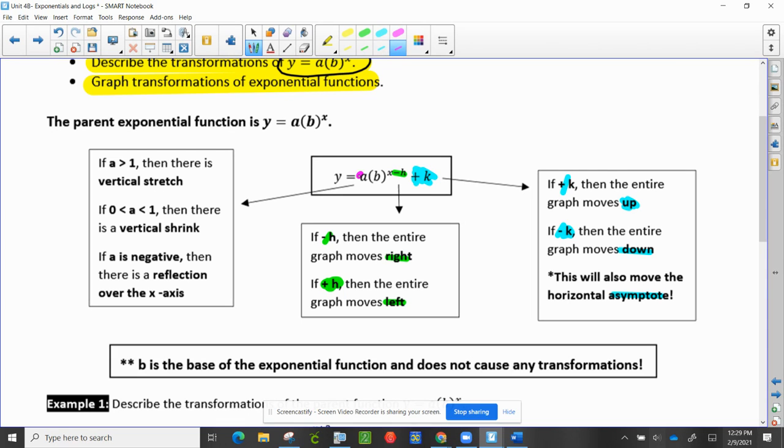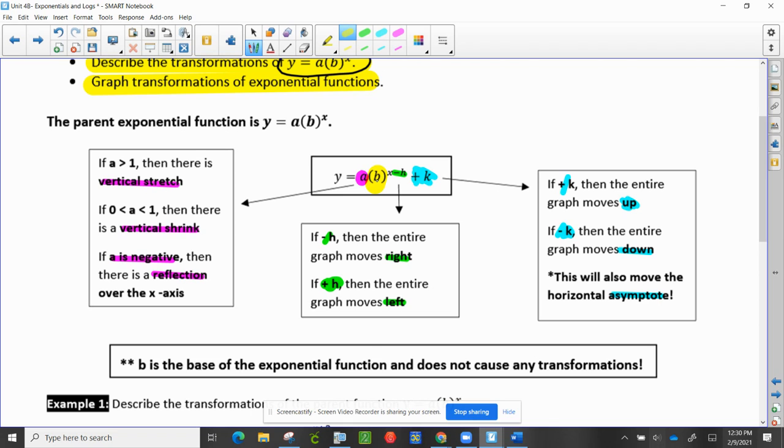And that a value in front, we talked about the other day, is called the initial value. That a value is going to be your shrink or your stretch. The bigger the number, the more stretched out the graph will be. The smaller the number, the more shrunk down the graph will be. And just remember, anytime we have a negative in front, that's going to flip our graph, or make a reflection. So again, the rules are the exact same as every other time we've done transformations. We just have a different parent function.